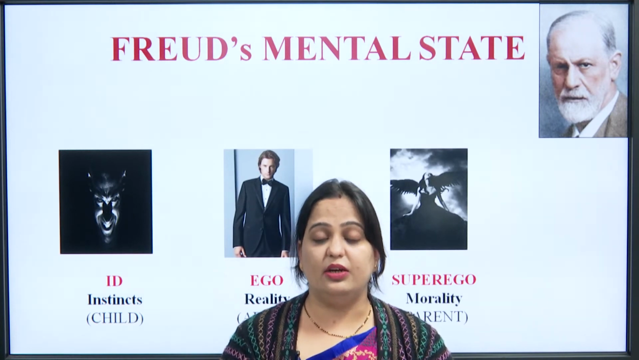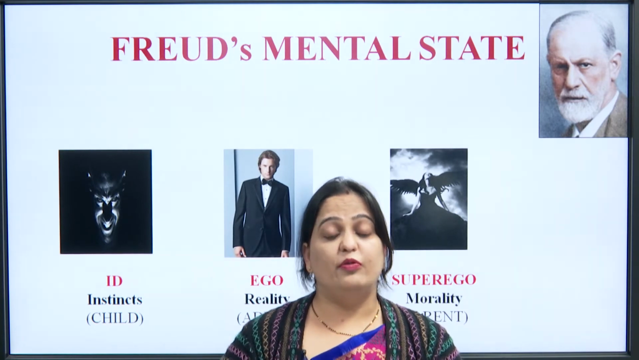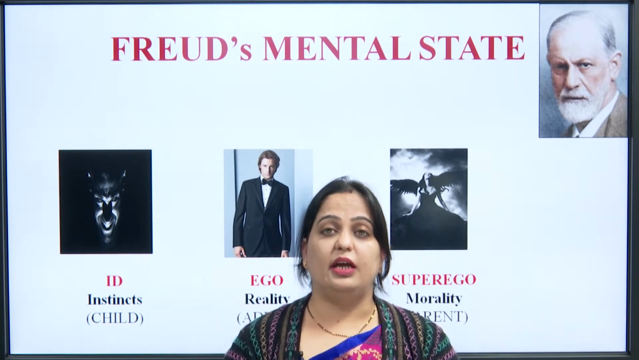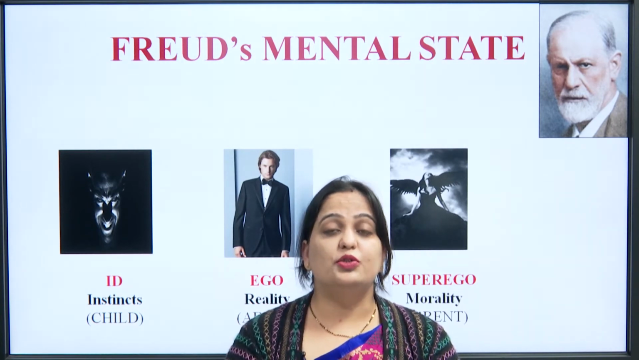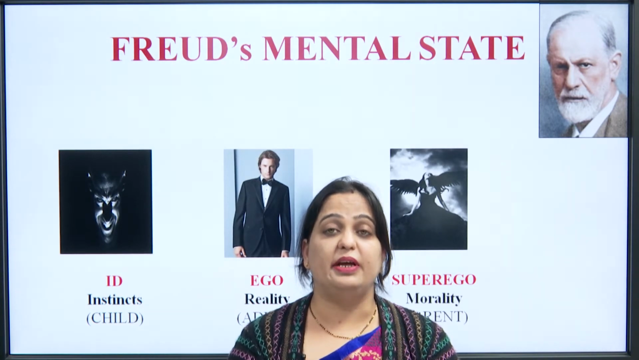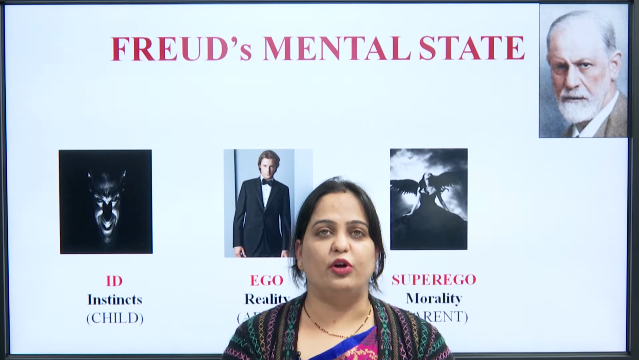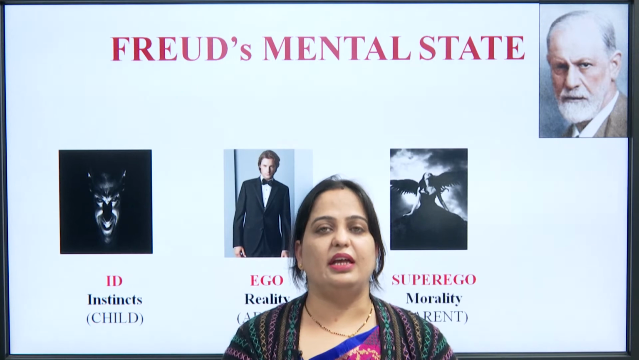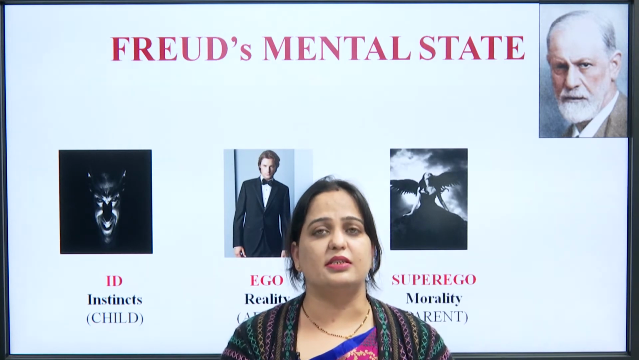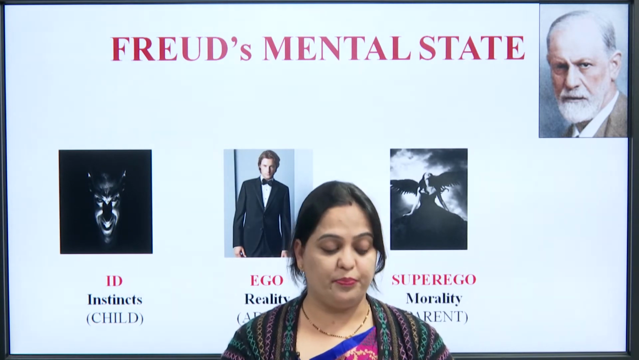The second is the ego state, which is based on reality, logical reasoning and facts, and is said to be the adult phase in transactional analysis. And the last is the superego. The superego in Freud's model is based on morality, and in TA it is known as the parent ego state. So basically TA is derived from Freud's model. He categorized them as id, ego and superego. In transactional analysis, the same things are categorized into child, adult and parent.